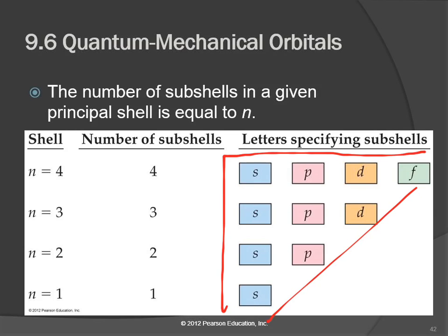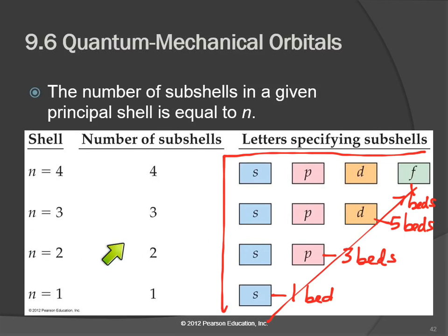Sometimes this analogy goes better than other times. So all the S rooms have 1 bed. The P rooms have 3 beds. I told you this was a strange hotel. The D room has 5 beds. And the F room has 7. There's a pattern here as well. So the first floor has 1 room. In the 1 room is 1 bed. How many people can sleep in 1 bed? 2 people. Okay. So every bed is an orbital. An orbital can hold 2 electrons.